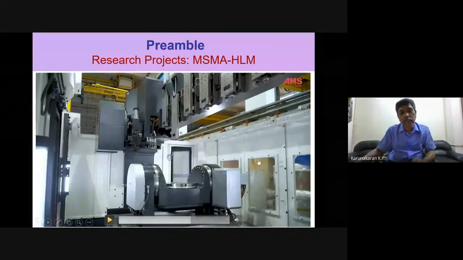This rotary table is an interesting rotary table. It is manufactured in India. In fact, the whole thing is a fully indigenous development, but for things like the controller and motors. So, this is made by a company called UCAM in Bangalore.